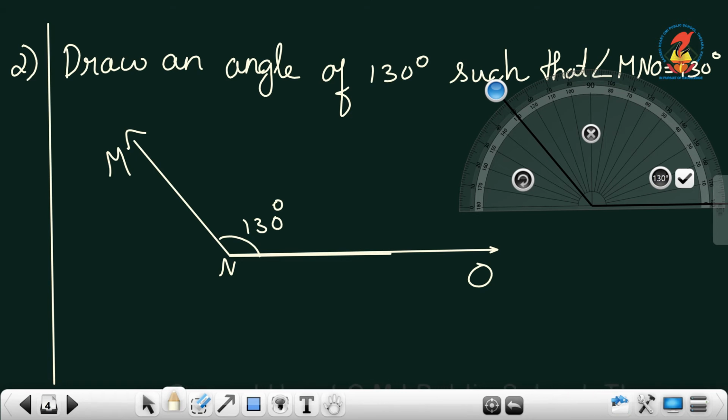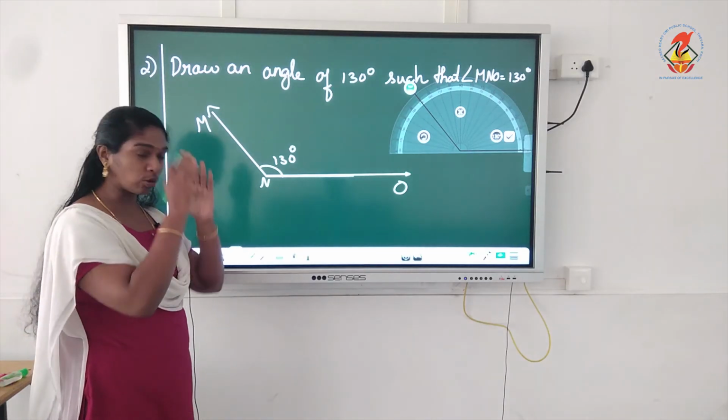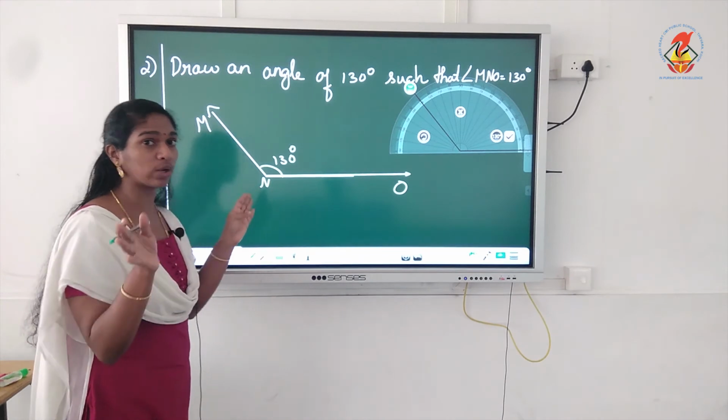So how to do it? First you will draw the baseline, take the protractor, and keep the midpoint of the protractor on top of the vertex. Arrange it with the baseline, one on top of the other. Then see the direction of the line. If it is going to that side, you will take the inner scale. If it is going to this side, you will take the outer scale. And once you are taking one scale, don't look at the other scale.